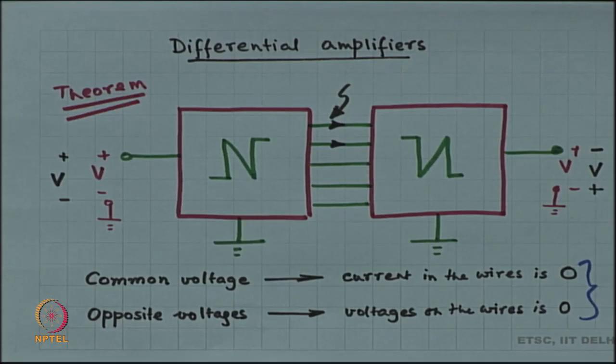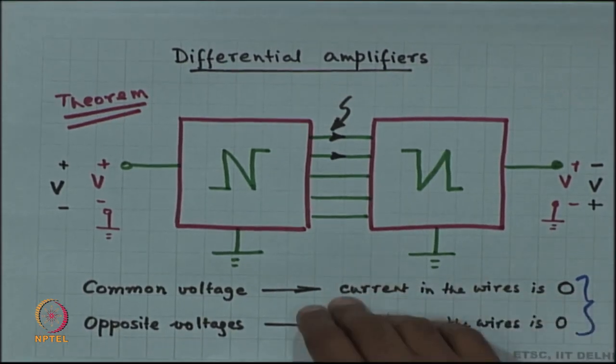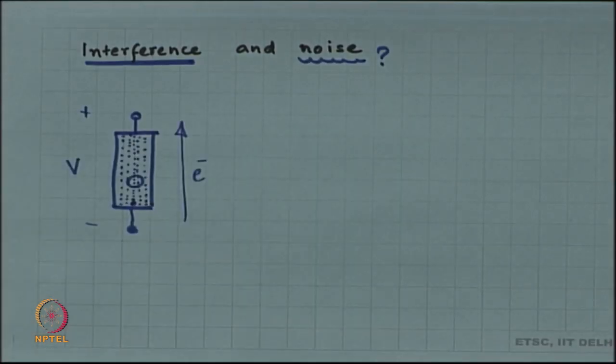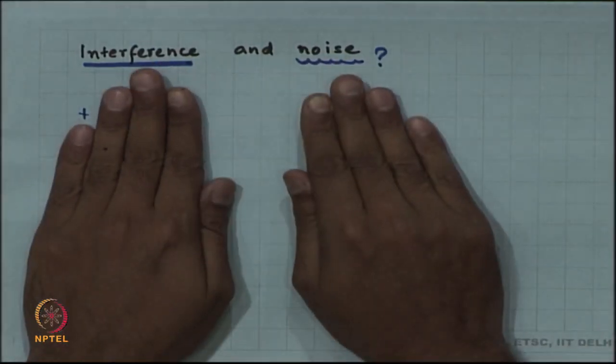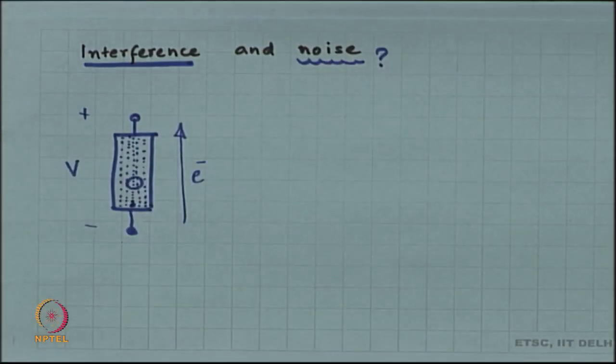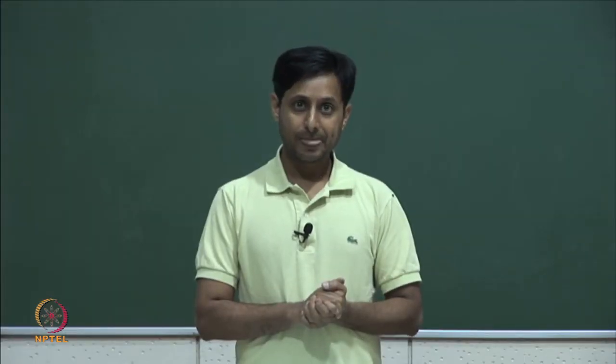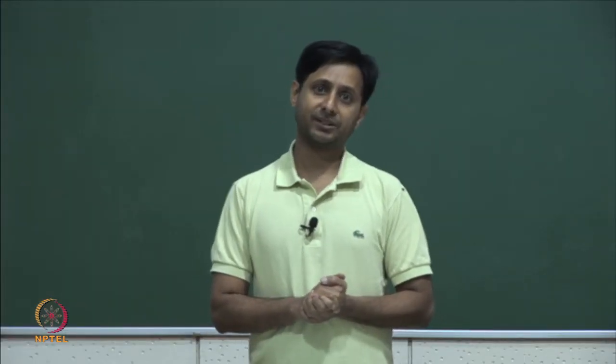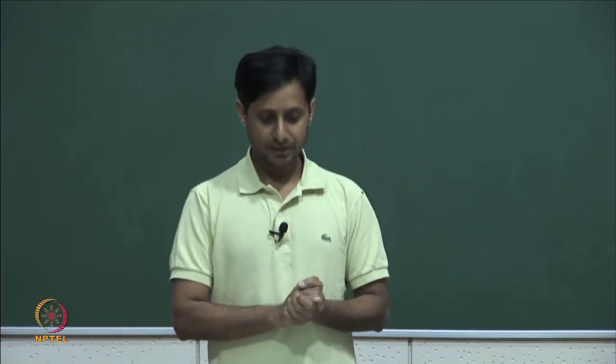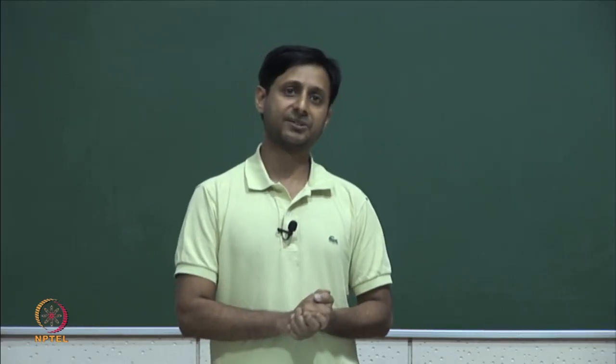So, this is a very important theorem for us, and then we studied the philosophy of interference and noise. Noise is coming because of physics, interference is everything else. All right, let us stop here, and we will continue with differential circuits in the next class.